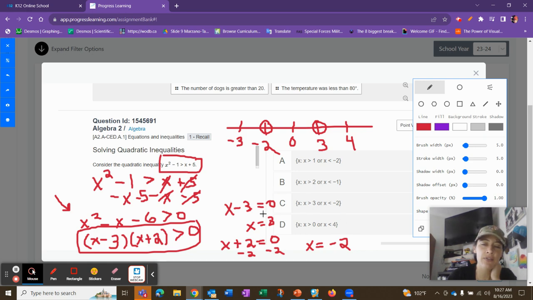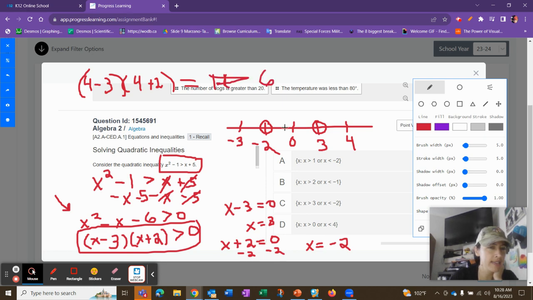Let's try 4, or let's try 3. Let's just plug in 3. We get 0, so let's try 4. So I'm going to put 4 in and see what happens. So we have 4 minus 3 times 4 plus 2, which will be 1 times 6. Okay, it should equal 6. Are we satisfied? 1 times 6. So that is greater than 0, so we're good. I like the 4. We can try 0 real quick. We'll get negative 3.